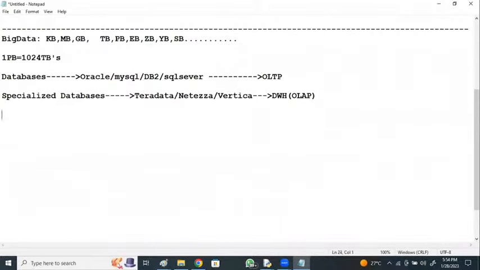Now, these databases and specialized databases can handle data only up to some extent: databases in GBs of data, specialized databases in TBs of data. But to handle petabytes of data, these databases cannot cope. As a solution to all these storage problems, and not only storage but also processing, we have a framework like Hadoop for storage and processing. Later, I'll come back to this.